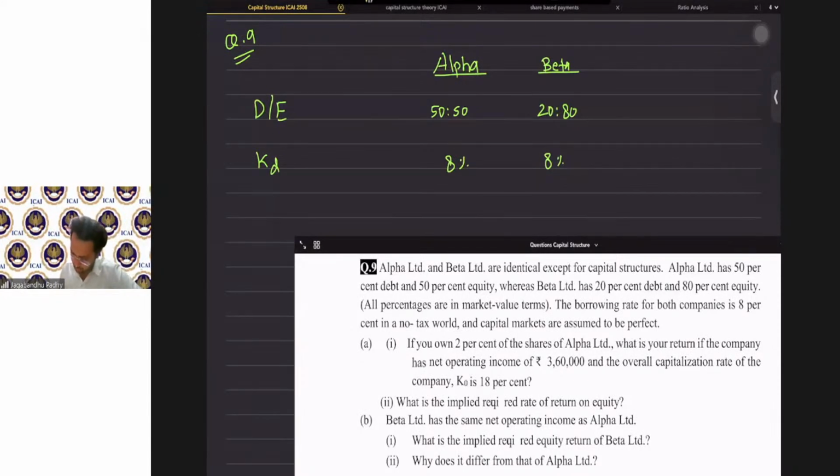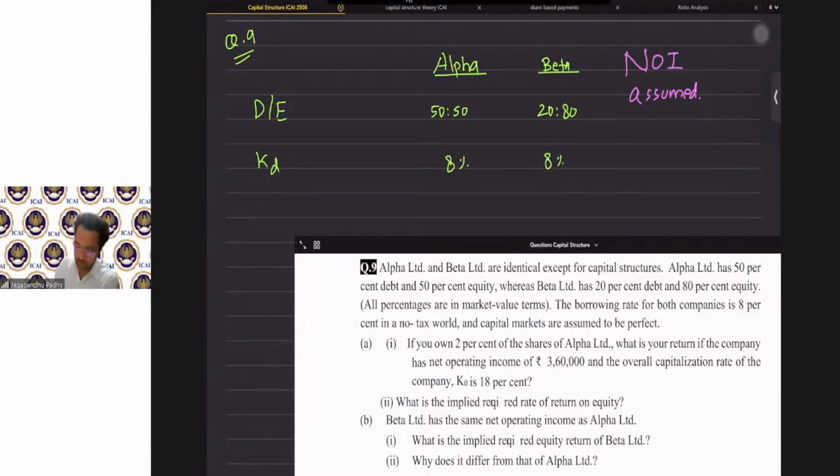That is same for both the firms. Now, if the borrowing rate is same for both the firms, we have to take an assumption. Are we going to take it as a net operating income approach or net income approach? We are going to assume the NOI approach. NOI approach is assumed over here, because otherwise you cannot go ahead with the calculation.